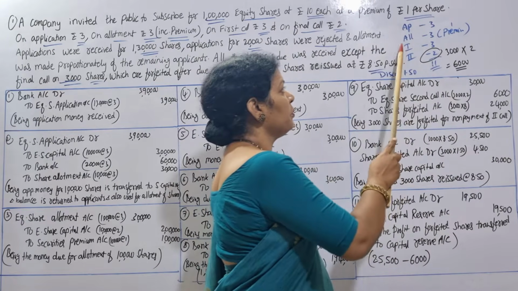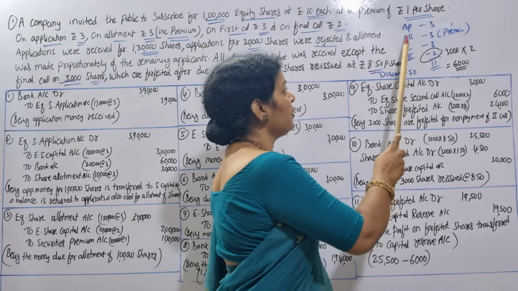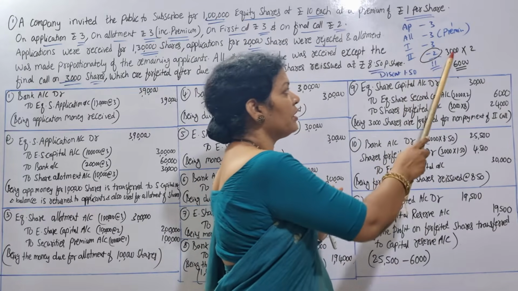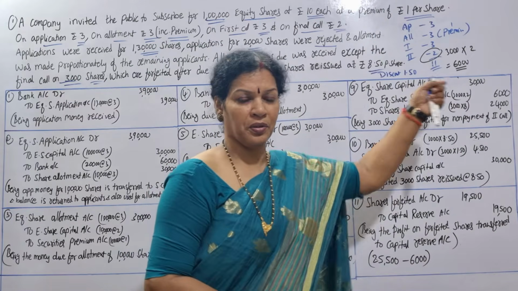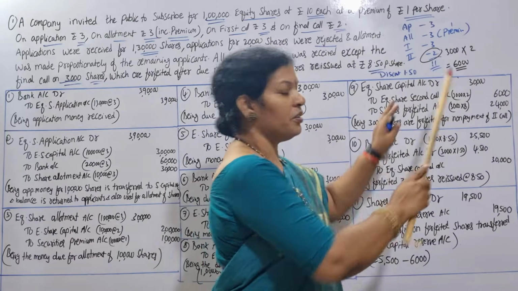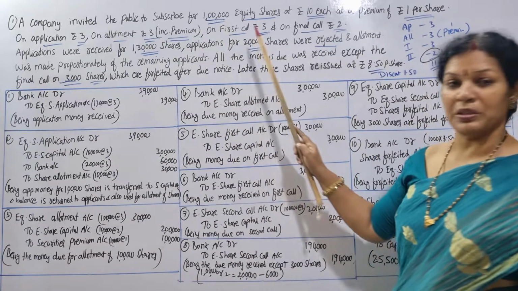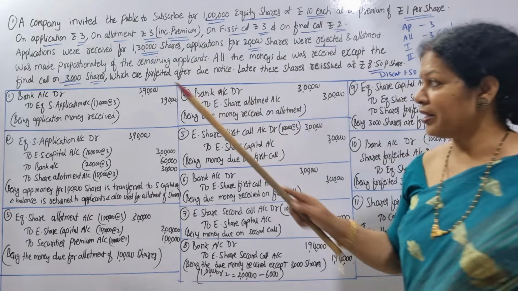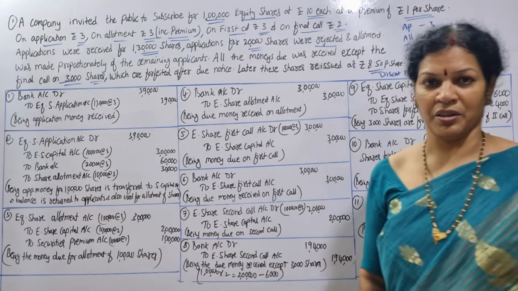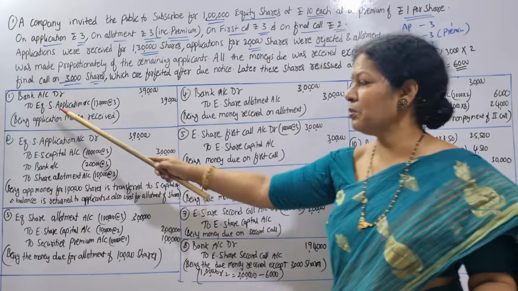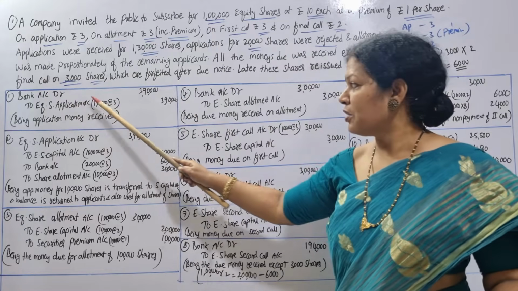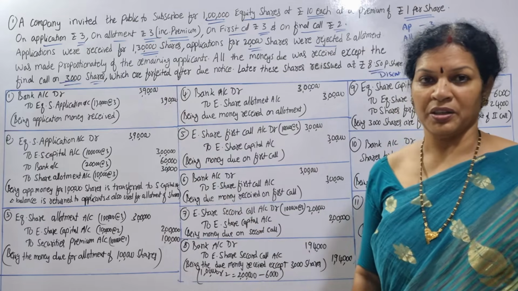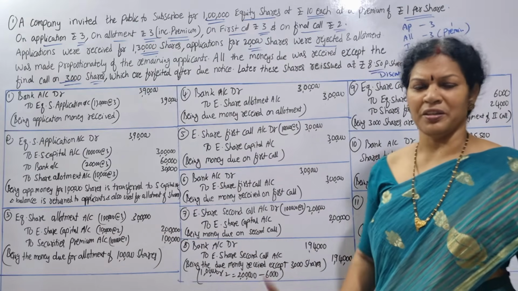Application 3 rupees, allotment 3 rupees, first call 3 rupees and second call 2 rupees. Here allotment premium 1 rupee is included. Out of this, on the last call 3000 shares did not pay the 2 rupees. Based on this we have done this problem. Also you must remember that the company issued 1 lakh shares but got applications for 1,30,000 shares. That adjustment we have done in the first two entries only. Whenever application money is received, bank account is debited to share application account. And the adjustment of the oversubscription is the second entry. Then the rest of the entries are normal entries.